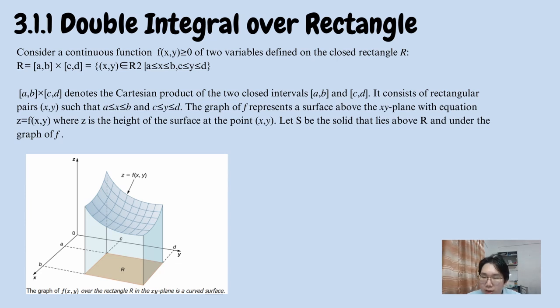The graph of f represents a surface above the xy plane with equation z equal to f(x,y), where z is the height of the surface at the point (x,y). Let S be the solid that lies above R and under the graph of f. As you can see in the figure, it shows the model of the function f(x,y).